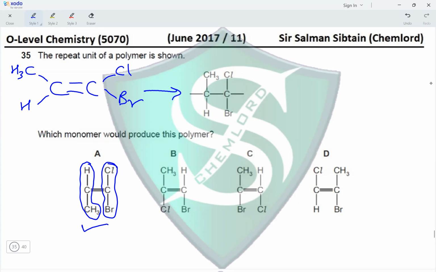Now, the reason for B being incorrect is because chlorine and bromine are present on two adjacent carbon atoms. Same reason for C not being the monomer. Chlorine and bromine are present on adjacent carbon atoms. And the same reason is there in option D, because chlorine and bromine are present on adjacent carbon atoms and not the same carbon atom. Therefore, the correct option for this question is option A.